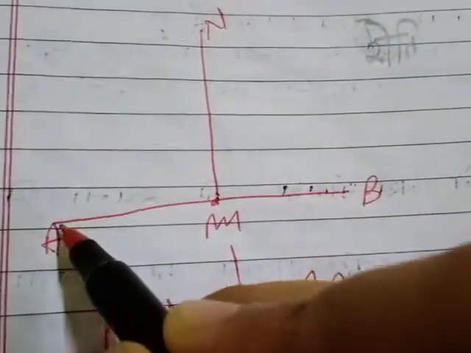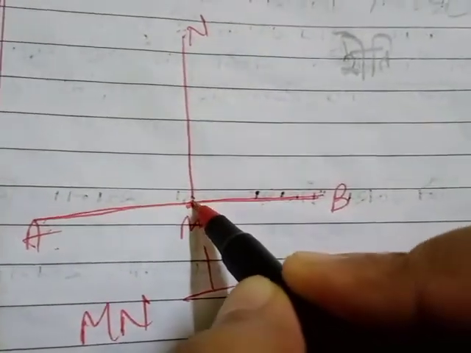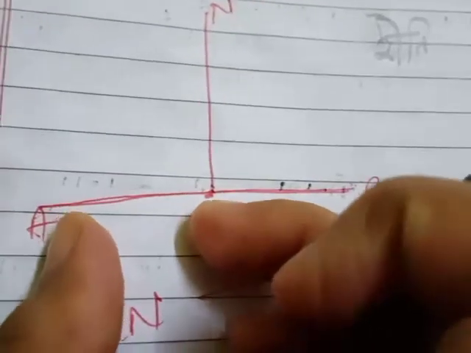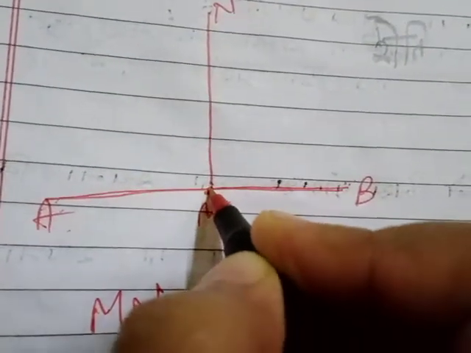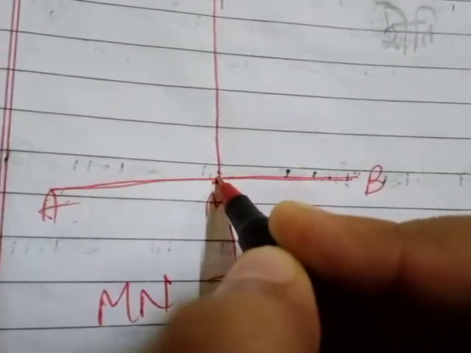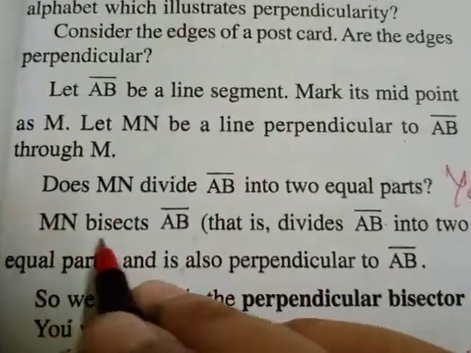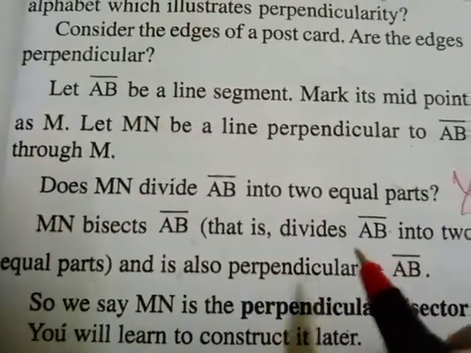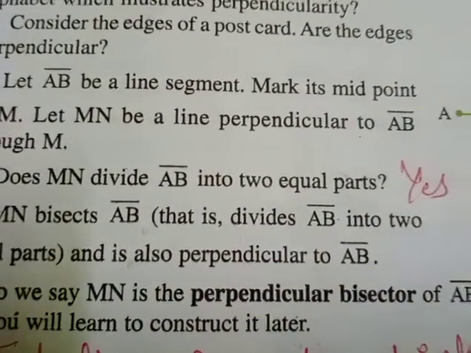Now this AB is one straight line, and if I just made M here, then AB is divided into two parts. Now this is one part and this is another part, one half and another half. So yes, whenever we make a mark in the middle, that midpoint will definitely divide a complete straight line into two equal parts. Okay, then it is written here, MN bisects line segment AB, that is, divides AB into two equal parts, and is also perpendicular to line segment AB.